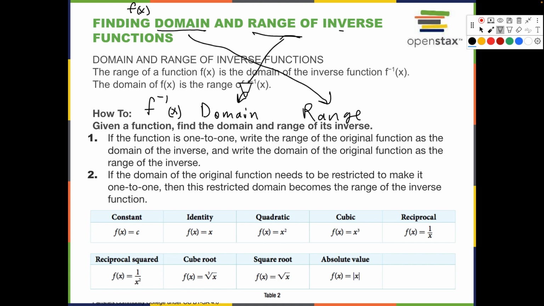So if you know the domain of the first function, you know the range of the inverse function. If you know the range of the first function, you know the domain of the inverse function. This is nice because when we have these two functions, oftentimes it's the domain that's a little easier to find. So you just find the domain of each, and then you can swap them and get the range for each.